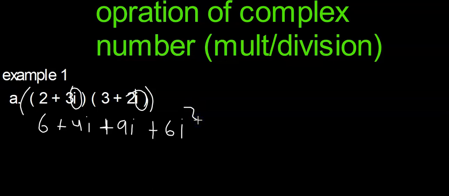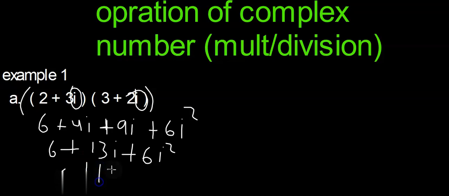Now the second step is to simplify this whole thing. When I simplify, I get 6 plus, 9 plus 4 would be 13, so 13i, and then plus 6i to the power of 2. Now let's change this i squared into negative 1.